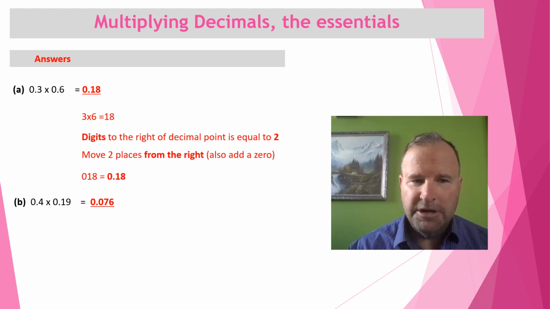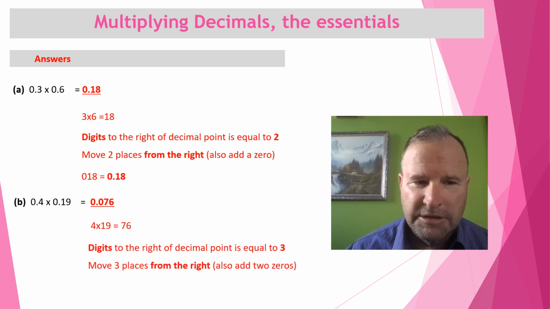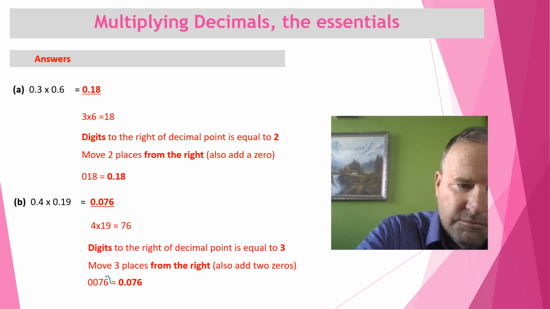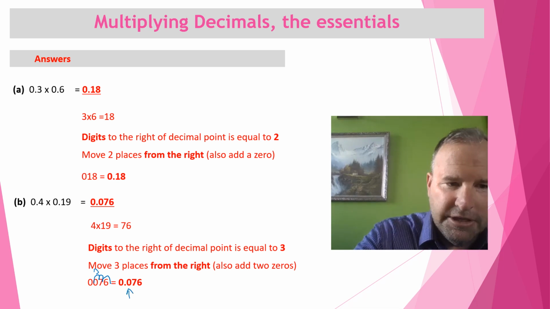Next answer, if you've got 0.076, well done. If you didn't, well, you can go through the working. 4 times 19 as if there are no decimal points. Work out the number of decimal places, in this case equal to 3. Move it to the right of that number, and you get your answer 0.076. Remember, you move it from the right of this number here: 1, 2, 3. That's the third one. You get your decimal point that you want here.